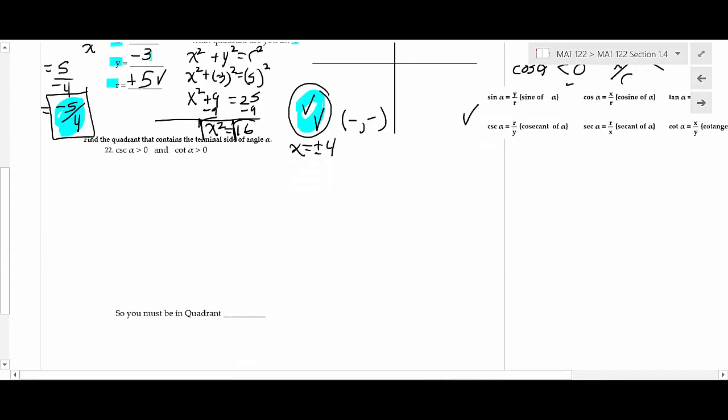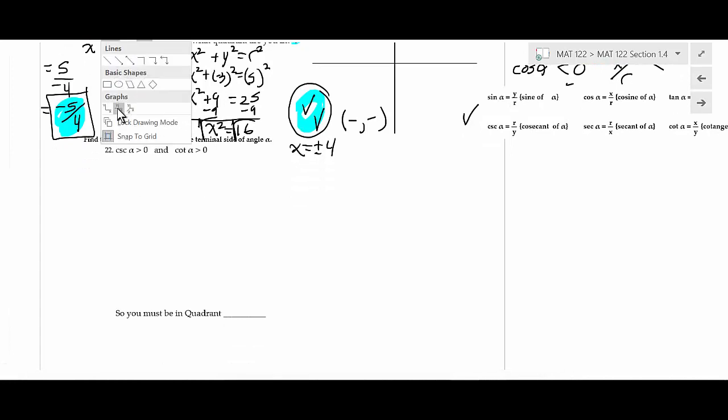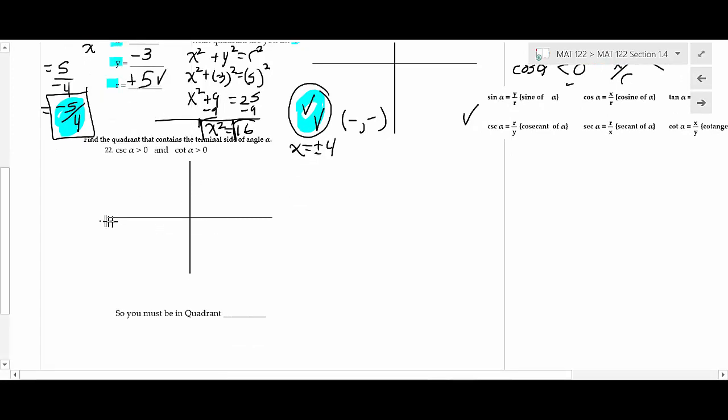Okay, so the next thing we're going to do is just kind of finish up by focusing on a little exercise in what quadrant you're in. Okay, so here's the idea. You're given two clues. You're given the cosecant and you're given something about the cotangent. First thing I'm going to do is write down cosecant of alpha is greater than 0, meaning that's positive. Well, the cosecant is r over y. Remember, r is always positive, so you got to figure out where y is positive.